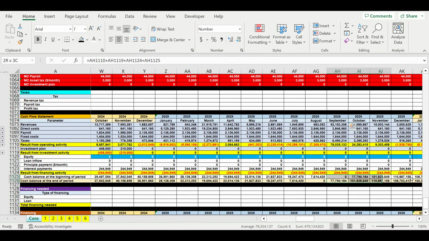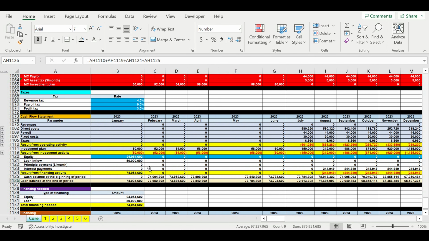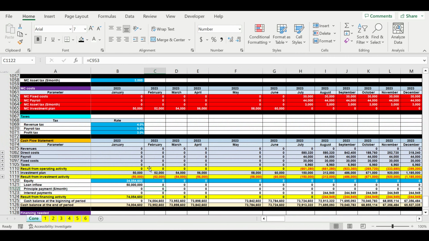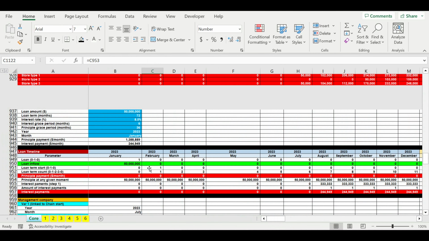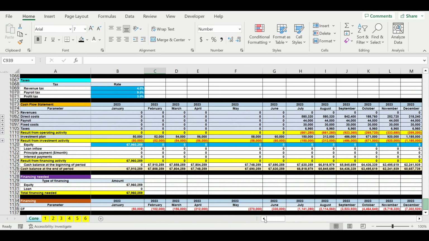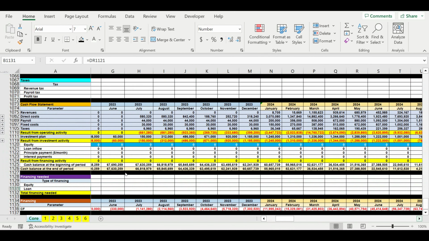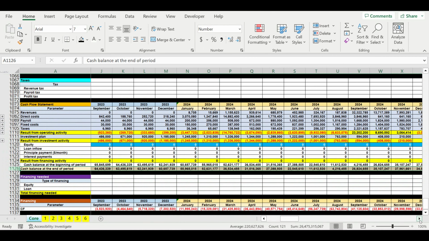Or for example, I just want to see how the business will perform if I won't take any loan. So let's press 0 here. Let's go back. We can see 0 here. Now we're looking at cash balance at the end of the period. This is 0.